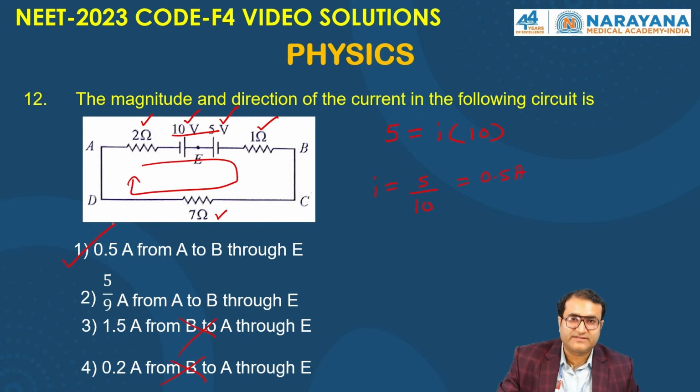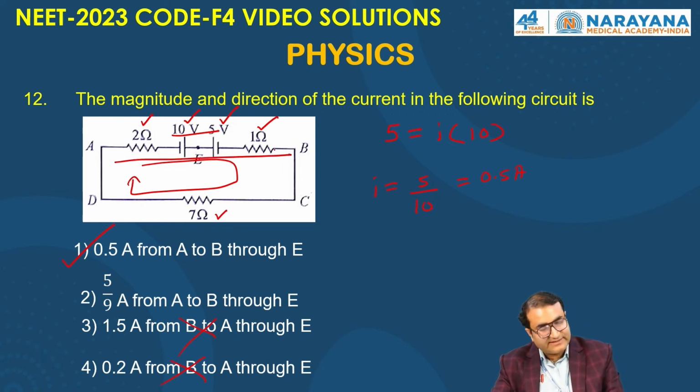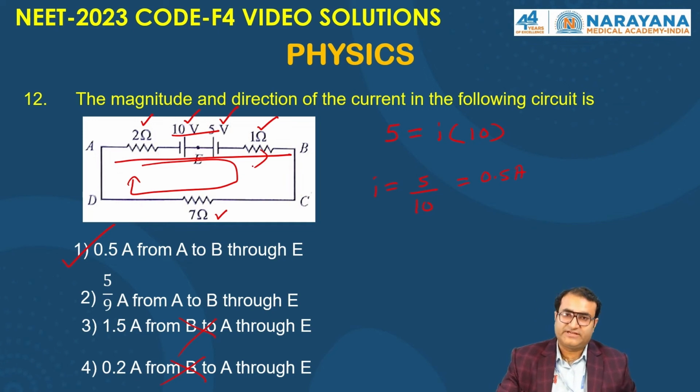It is passing by E. It is denoting its path, otherwise it could have been written as passing via B to C. So it is passing directly from A to B via E. First option is correct.